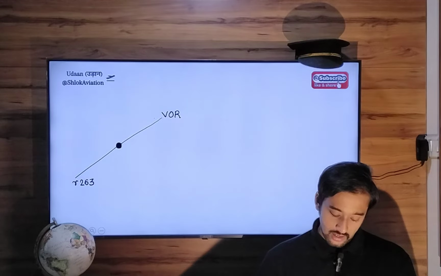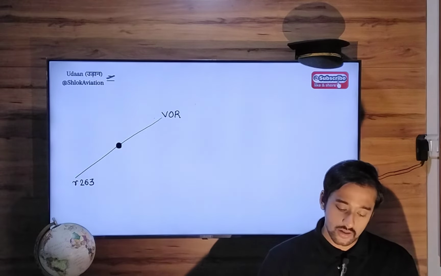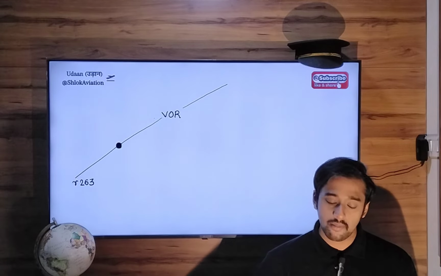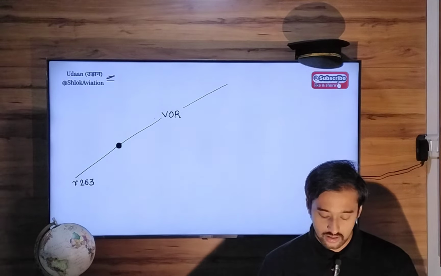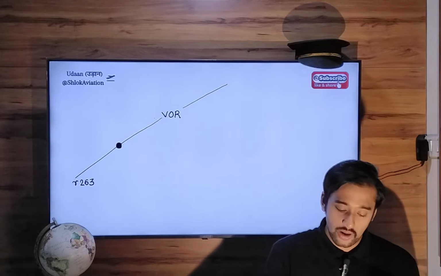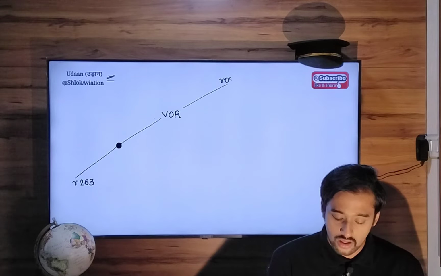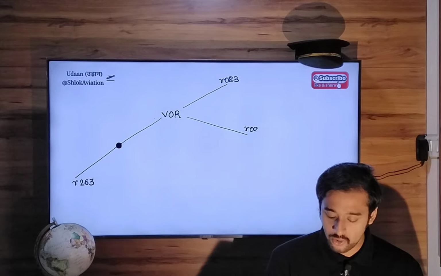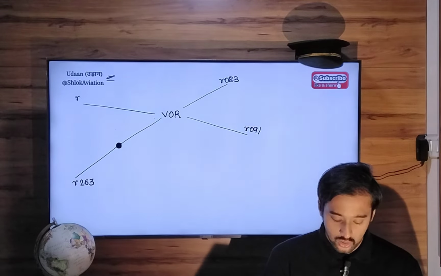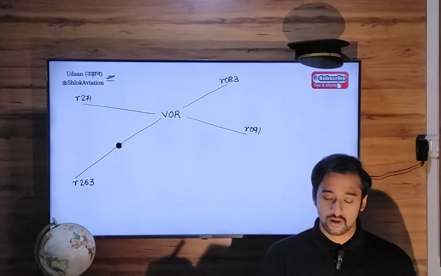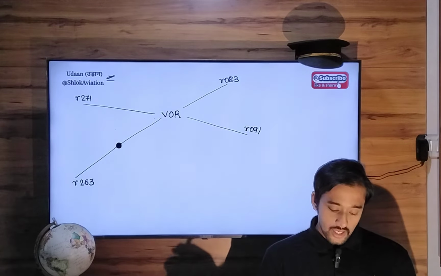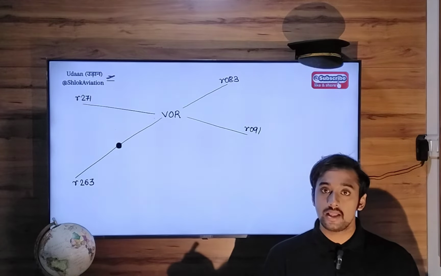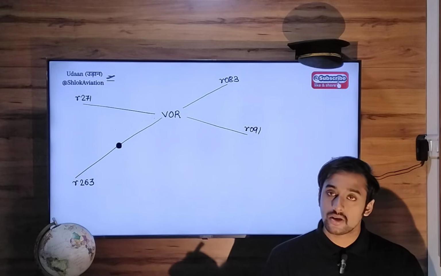So before that, the reciprocal of 263 is what? 263 minus 180, 083. Next, 091, the reciprocal of which is 271. So always draw the reciprocals. Now in your OBS selector, you have put radial 091.